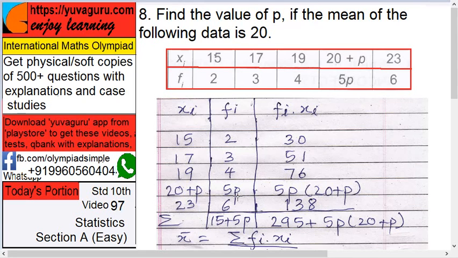Multiply them first, everything. Okay, so it will be 15 to the 30, 17 3 to the 51, 19 4 to the 76, 20 plus p into 5p, keep it as it is. 23 into 6, 138. Now summation, add all these. So what will happen? All these addition will be 15 plus 5p, this one. And here all this addition will be 295 plus 5p into this same as it is, 20 plus p.